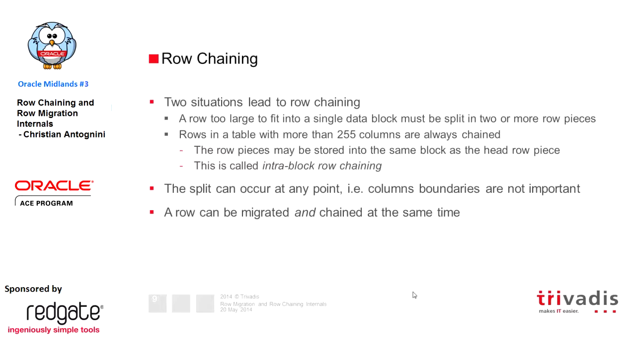Now, we have also seen how migrated rows are created and stored. Now let's check the same for row chaining. Basically, you have row chaining in 2 situations. First, one row piece is not enough, because one block doesn't have enough space to store a row.